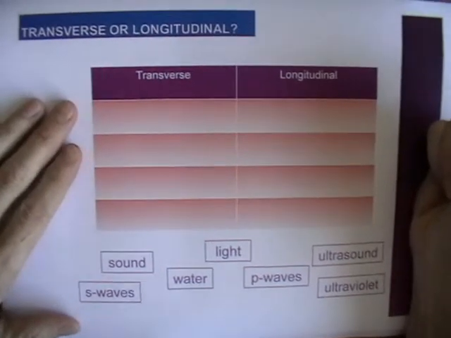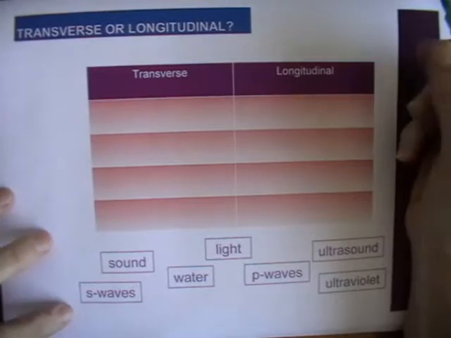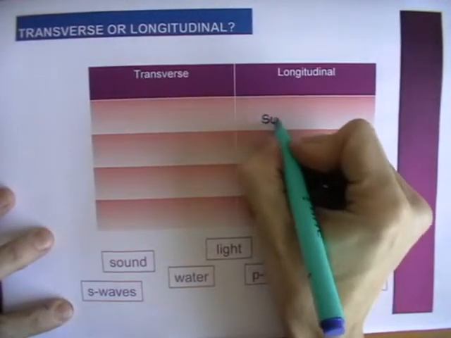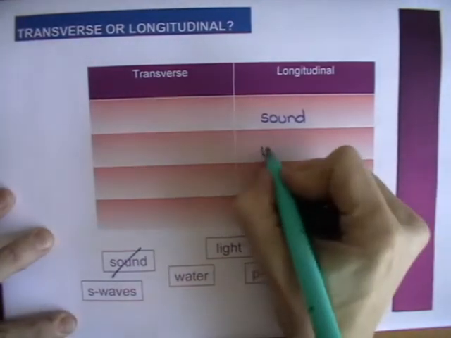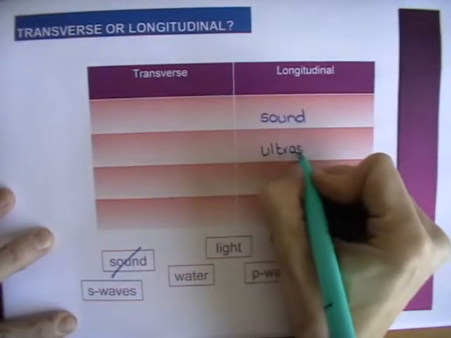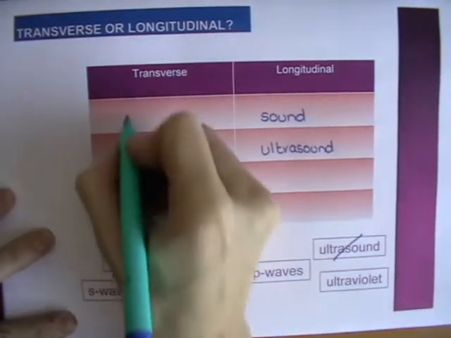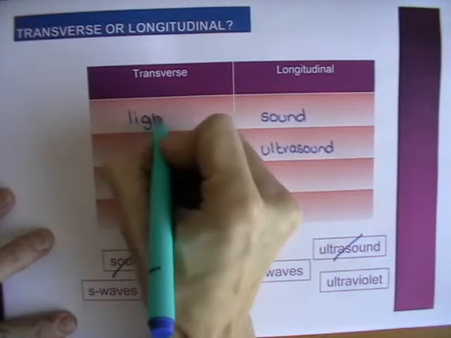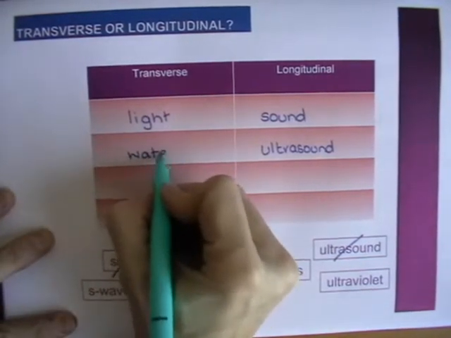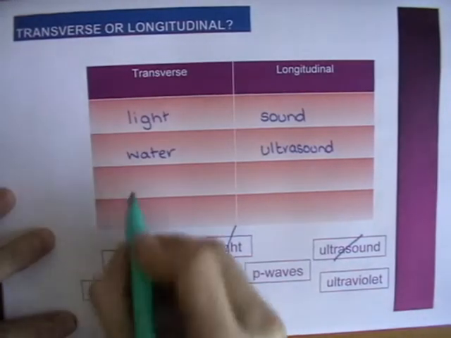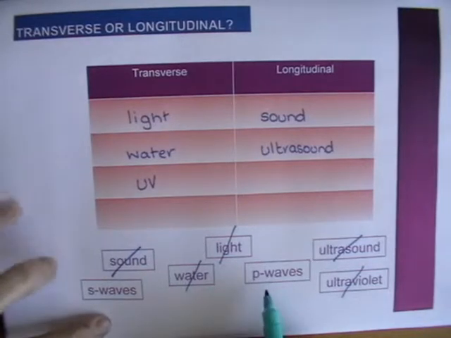Now, transverse or longitudinal. Our longitudinal ones we always know are the ones which are to do with sound. So sound is a longitudinal wave, and that's that one. And then ultrasound is longitudinal, and that's that one there. So in here we have light, water waves, ultraviolet. Now there's two more here, and these are earthquake waves.